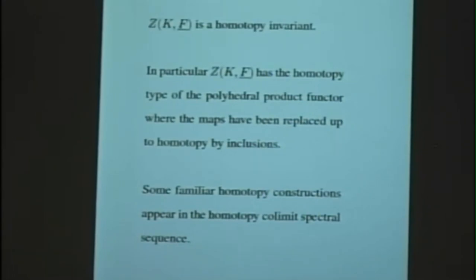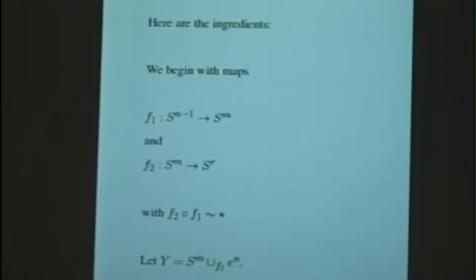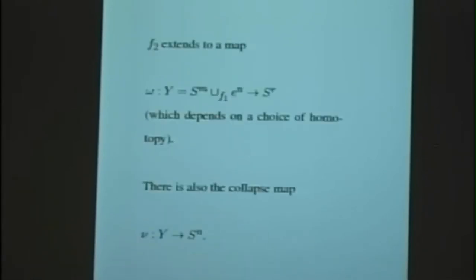But for the examples I wish to do, as I say, I want to focus on maps, not spaces. This seems to be a more convenient language. So I'm going to give an example where K is two distinct points. Here are the ingredients. We begin with a map F1 from the (n-1)-sphere to S^m, and a map F2 from the m-sphere to S^r, and I'll assume the composite is homotopically trivial. Now I'm going to let the space Y be the mapping cone of F1, and because of the homotopy triviality condition, we get a map from Y to the r-sphere.